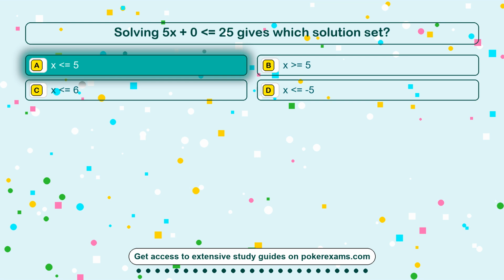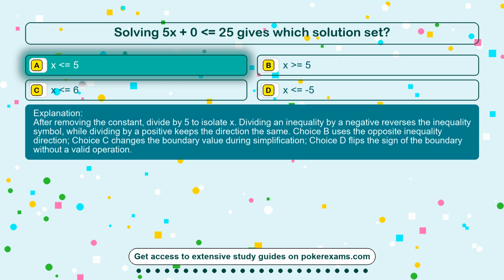The correct answer is option A, x equals 5. After removing the constant, divide by 5 to isolate x. Dividing an inequality by a negative reverses the inequality symbol, while dividing by a positive keeps the direction the same. Choice B uses the opposite inequality direction. Choice C changes the boundary value during simplification. Choice D flips the sign of the boundary without a valid operation.